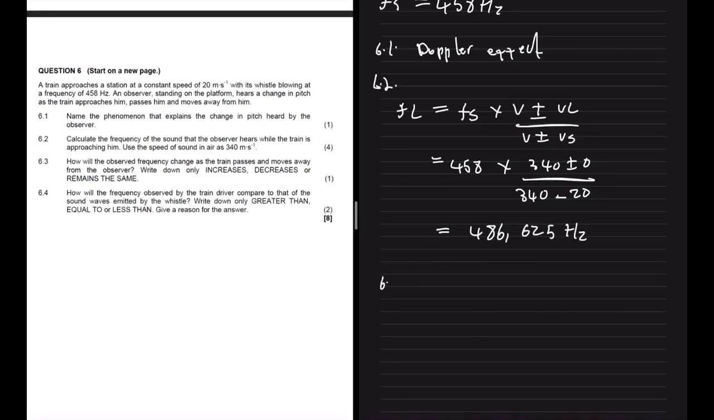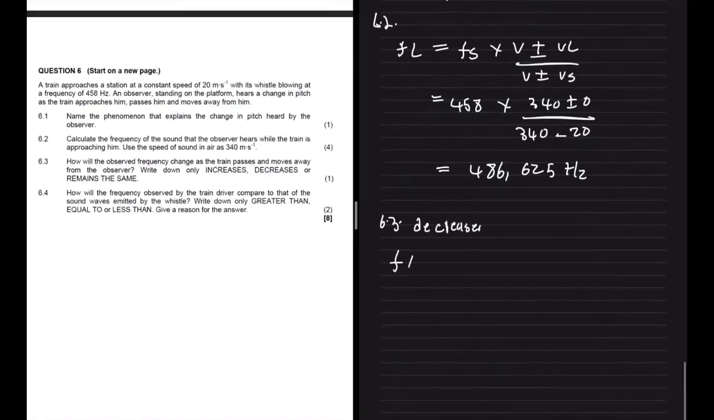6.3. How will the observed frequency change as the train passes and moves away from the observer? Write down increase, decrease, or stay the same. It's going to decrease. Why are we saying it's going to decrease?